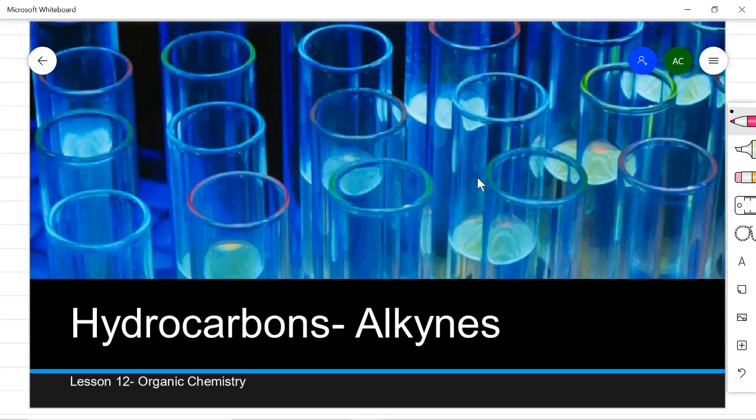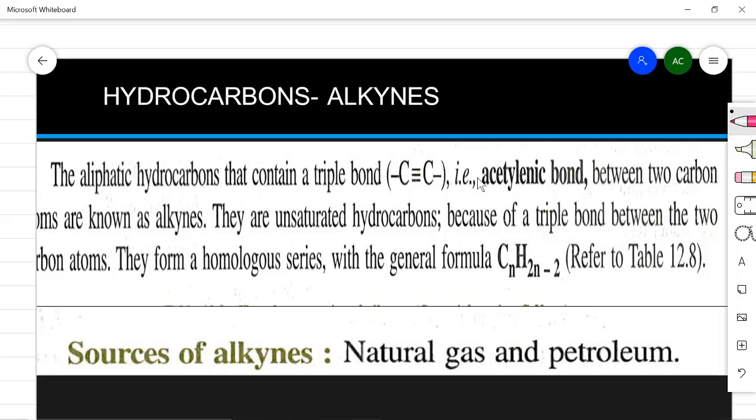Hello dear students, so today we will be starting with hydrocarbons, alkynes. This is the third kind of hydrocarbon where you have a triple bond between carbon atoms. Let's see the definition of alkynes. It is the aliphatic hydrocarbons.